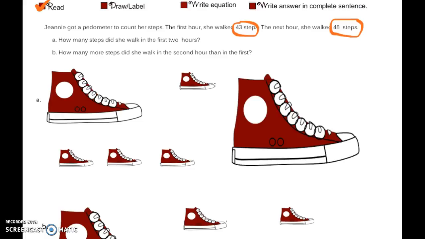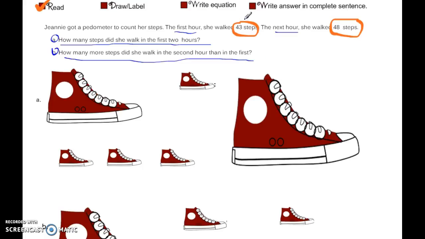While I think about the problem, I know that in the first hour she walked 43 steps. Then in the next hour she walked 48 steps. So she's walked a total of 2 hours. If we look at question A, it wants to know how many steps did she walk in the first 2 hours. B wants to know how many more steps did she walk in the second hour than the first hour. All right, we've got this. We can do this. This is going to be an easy problem to figure out.